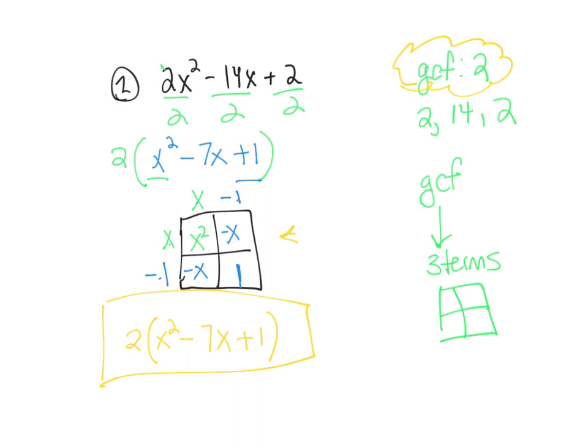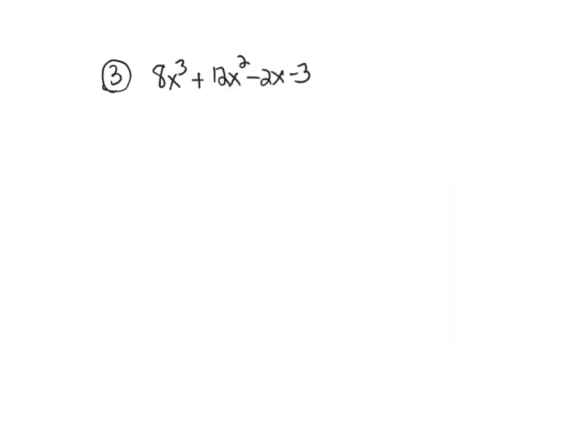Okay. All right, next one. When we look all the way across, we look for a GCF first. And we have an 8, a 12, a negative 2, and a negative 3. If we look at that, we have 3 that are even and this one is not. So we're not going to have a greatest common factor.